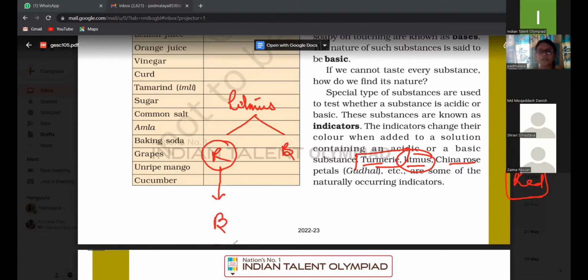For instance, you think that the red litmus paper is turning to blue. Then the nature of the substance will be basic.